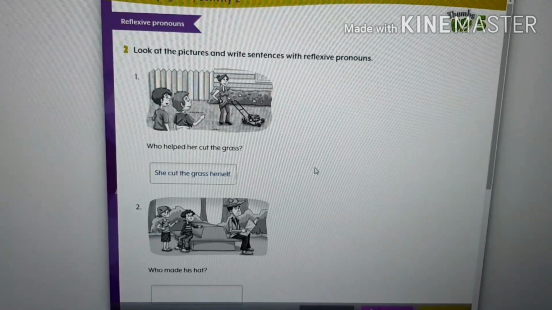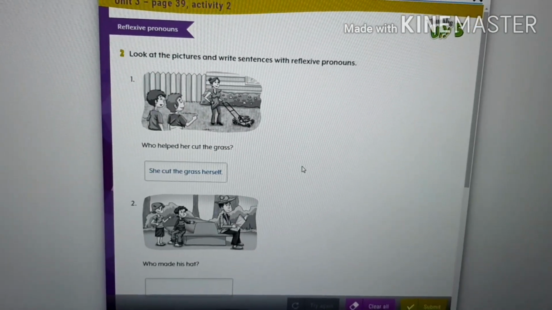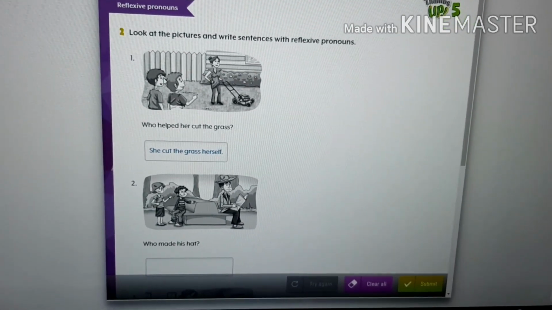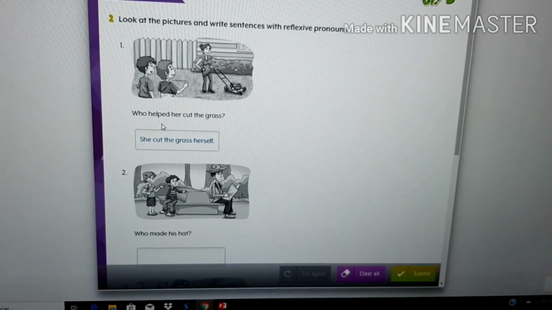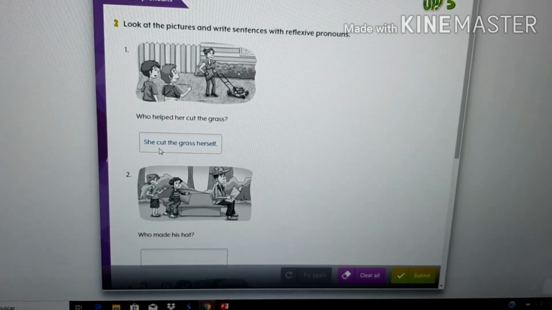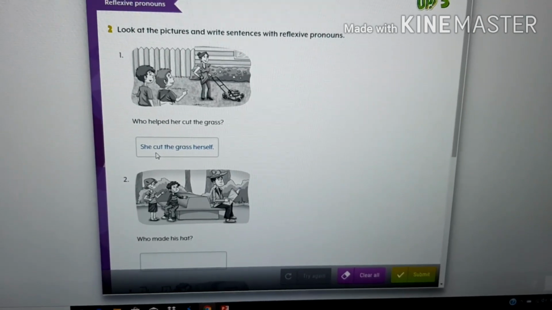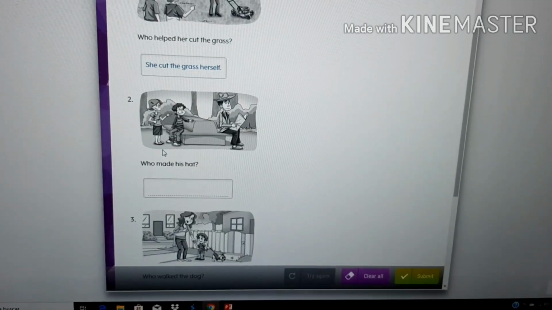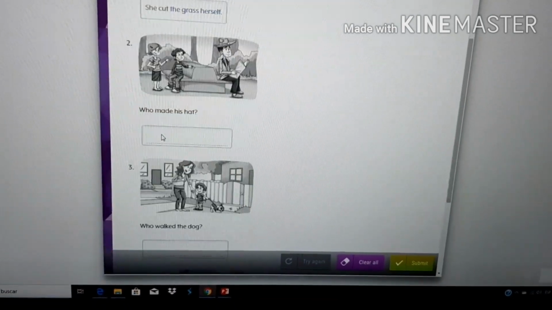According to activity number 2, we say, look at the pictures and write sentences with reflexive pronouns. We have an example here. Number 1, who helped her cut the grass? The answer, using reflexive pronouns, is: she cut the grass herself. La respuesta, utilizando pronombres reflexivos, es she cut the grass herself. Take into account this example so you can continue writing the following statements.